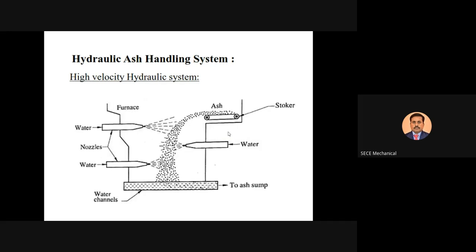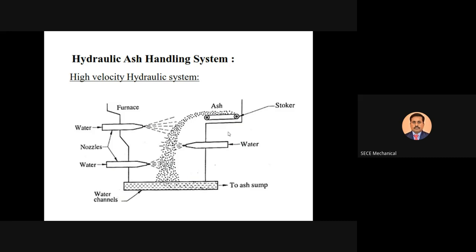But in the high velocity hydraulic ash handling system, water is forcefully supplied to the ash channel, ash pocket area. Normally in the furnace portion, you have an ash pocket. With the help of the ash pocket and stoker, the ashes get down. At the same time, with the help of water nozzles, water is sprayed. You can see in this slide how the water is sprayed. With the help of the spray nozzle, the ash is combined with your water and goes to the water channel.